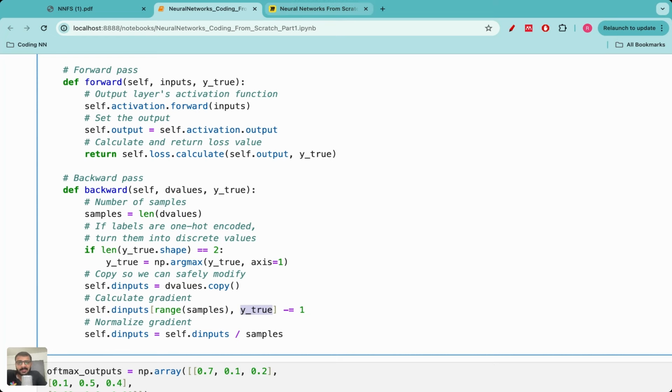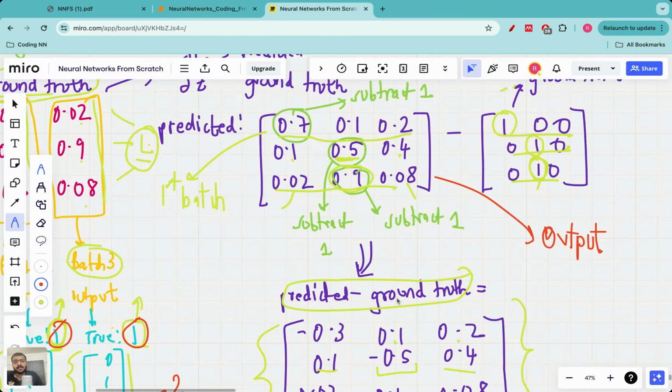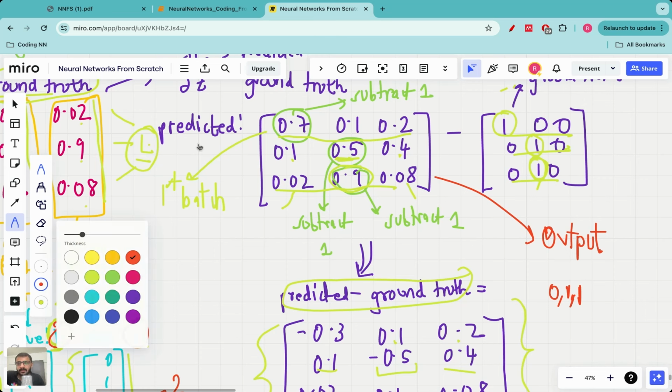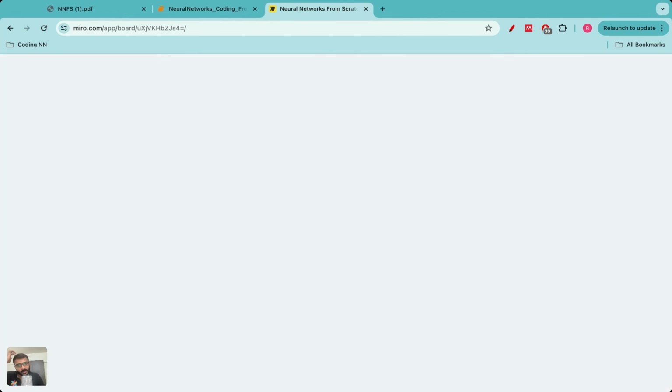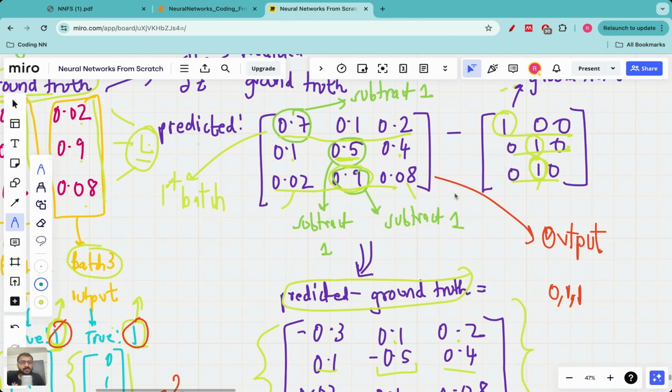So let's take our example itself into consideration, and remember that the y true values are 0, comma 1, comma 1. These are the y true values, and I am also going to write the first set, which is the range of samples. So the range of samples is actually going to be range of 3, right? Because we have 3 batches. So the range of samples is 0, comma 1, comma 2. Remember, in Python, range of 3 will be 0, 1, and 2.